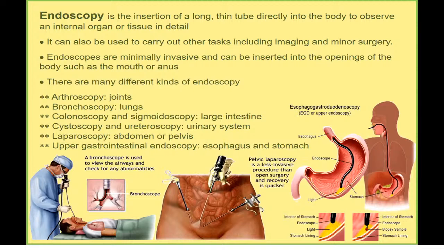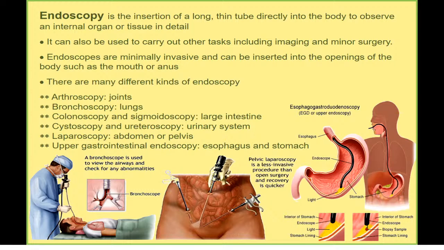So, endoscopy is the insertion of a long thin tube directly into the body to observe an internal organ or tissue in detail. What is the task? The glass fiber bundle brings the light inside the human body. The light reflects from the structures, and this reflected light brings the images of those structures.